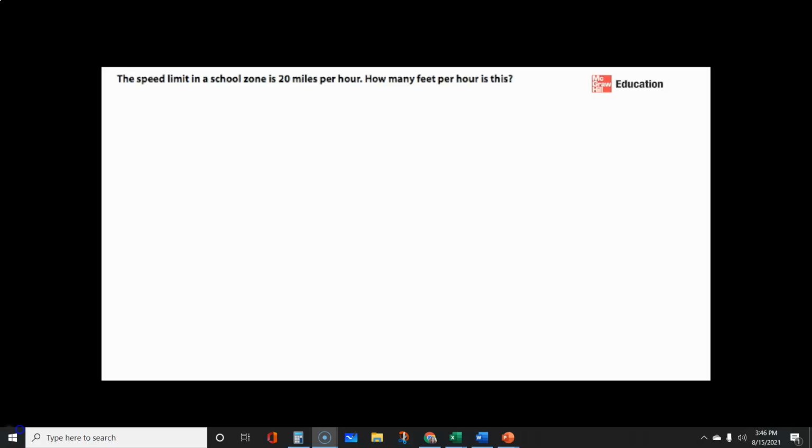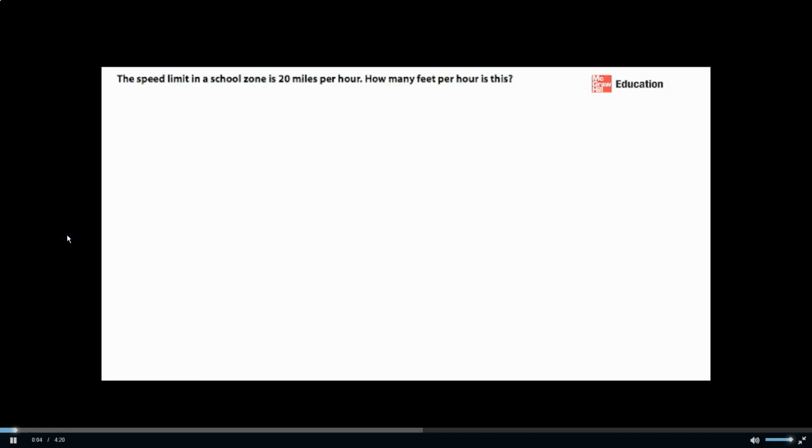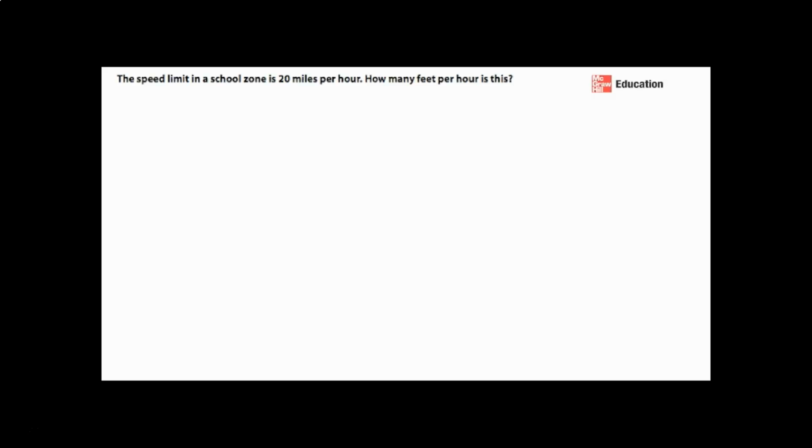Let's try another one. The speed limit in a school zone is 20 miles per hour. How many feet per hour is this? Okay, we're given a rate that is 20 miles per hour. And eventually we want to convert this to so many feet per hour.